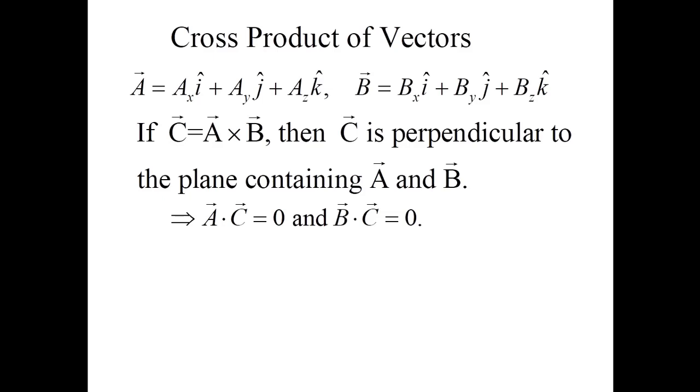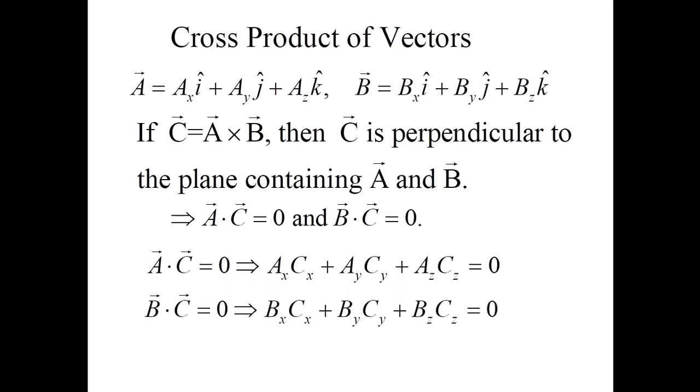The reason is vector C is making a perpendicular angle to both A and B, so the dot product between each vector, that is A and B, together with C must be 0. So we can rewrite A dot C is equal to 0 as, according to the formula we have derived for the dot product of vectors, AX CX plus AY CY plus AZ CZ is equal to 0. From B dot C is equal to 0, once again we can write BX CX plus BY CY plus BZ CZ is equal to 0.